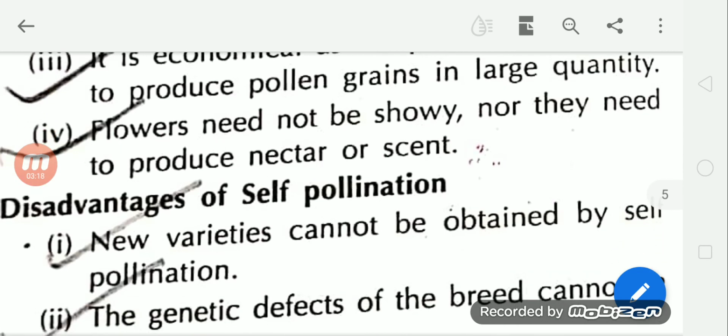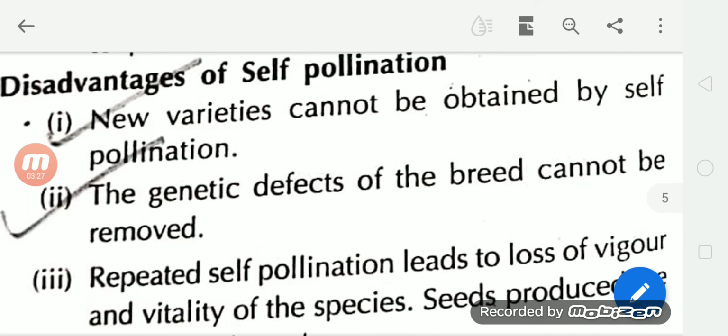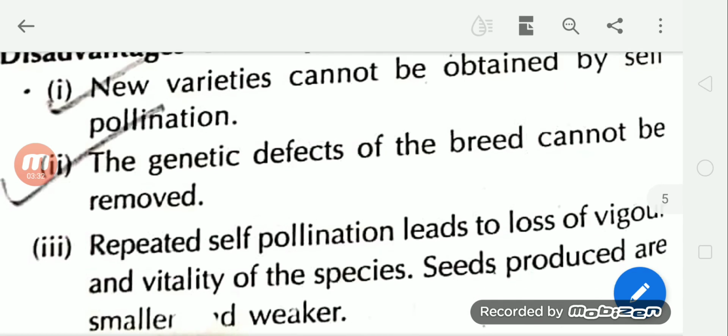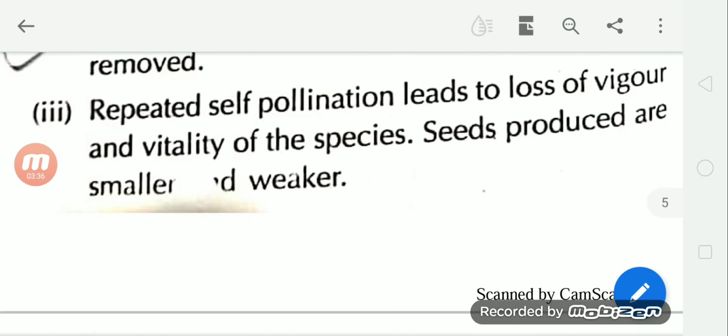Disadvantages. New varieties cannot be obtained by self-pollination. The genetic defects of the breed cannot be removed. Repeated self-pollination leads to loss of vigor and vitality of the species. Seeds produced are smaller and weaker.